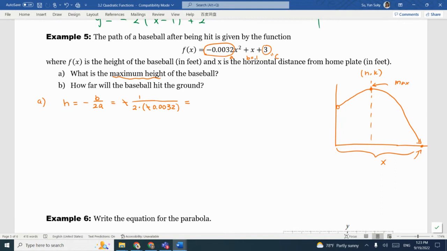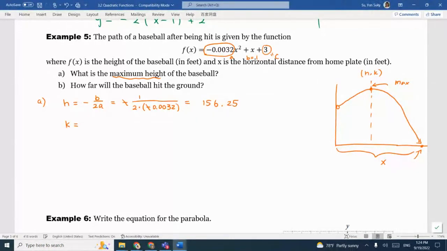So please, everybody, use your calculator. Especially with word problems, sometimes the numbers are not so nice, so you need the calculator. So 1 divided by 2, and then divided by 0.0032. What do you get? 156.25. Right, everybody? Awesome. That is the h.